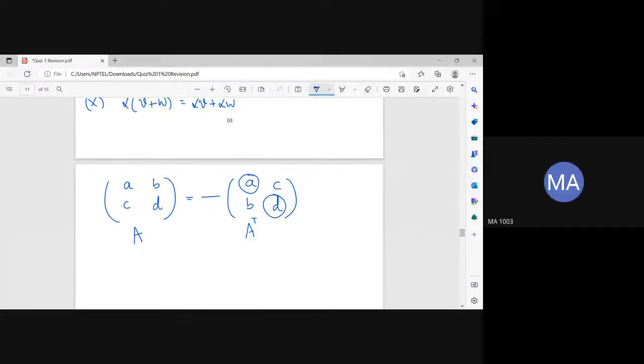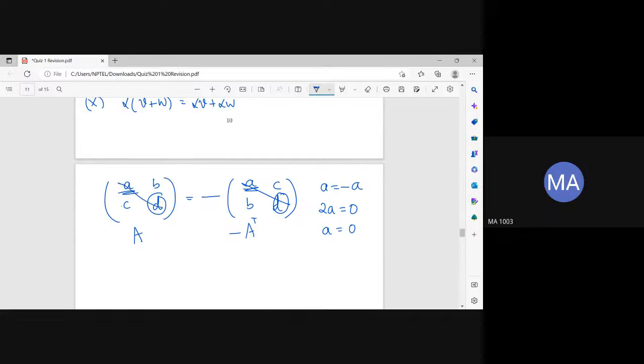So A should be equal to minus A transpose, right? If this is A, then this is minus A transpose. So A should be equal to minus A. When is that possible? 2 times A should be equal to 0. So A is 0. Similarly, D will also become 0, right?